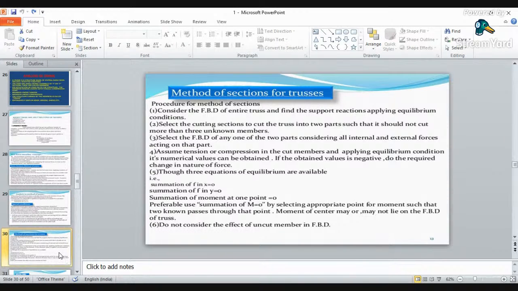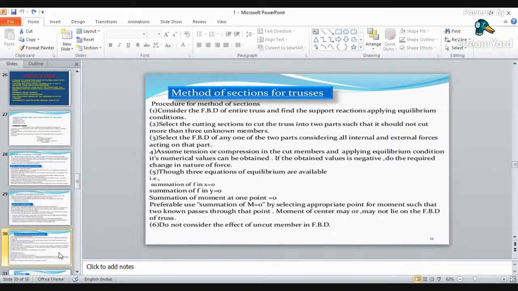Then your second method to solve the truss element is your method of section. For solving the truss element with the method of section, you have to find out the force in only one element or in one lateral only. In that case, divide your truss in such a way that you put that truss into two parts, and that one part should not have more than three unknowns at a time.